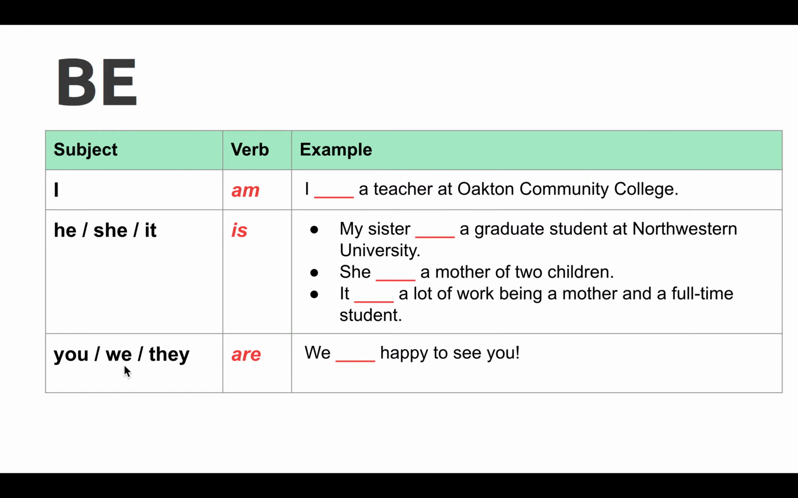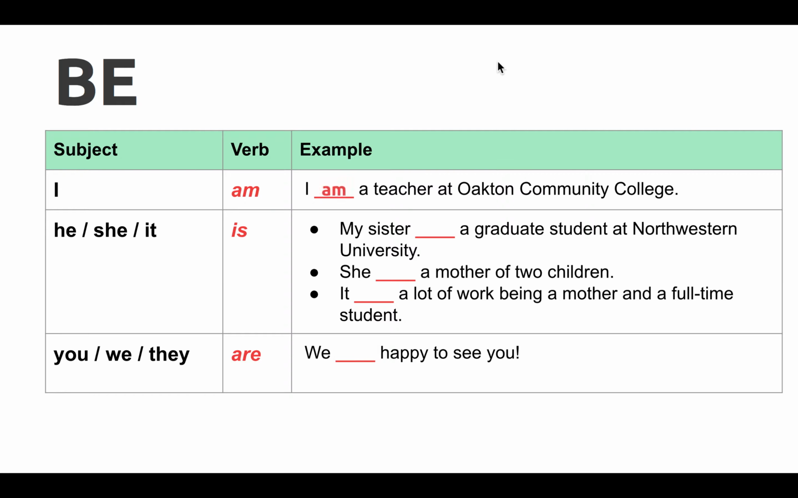So you probably already know this, but we say I am, he is, she is, and it is, and you are, we are, and they are. So we have some examples over here, right? I'm going to fit a form of be into each one, and you can do this along with me.